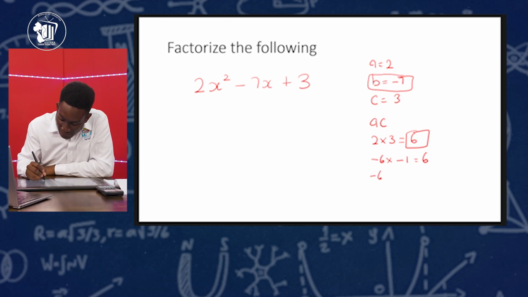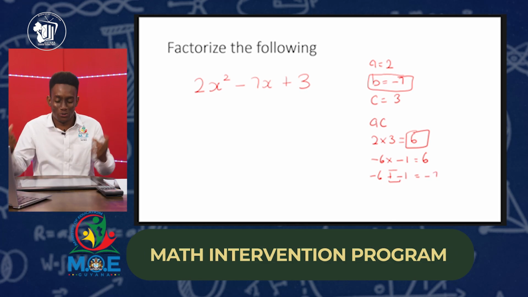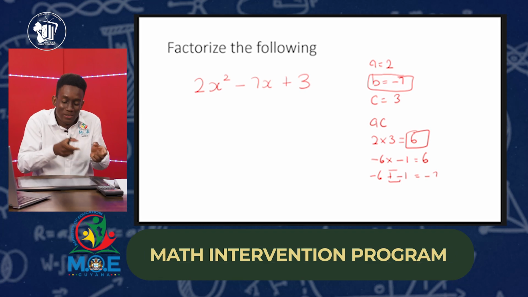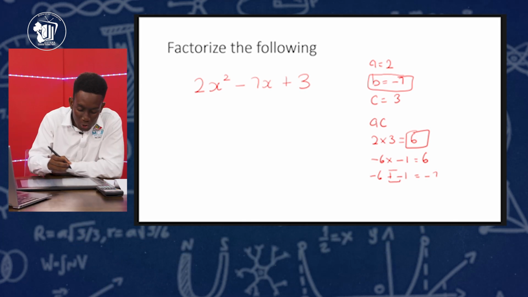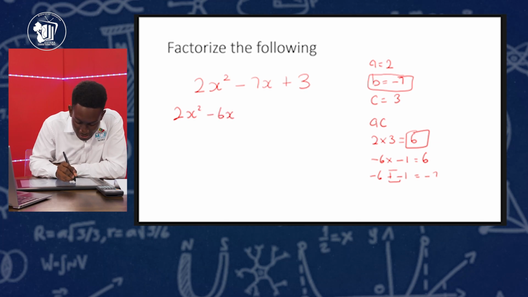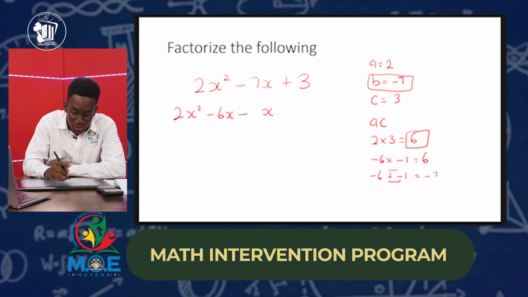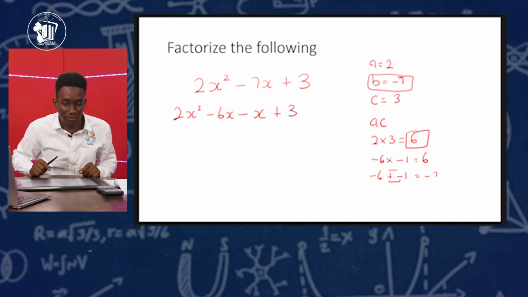So let's see now, negative 6 plus negative 1 would give us, these 2 negatives will combine to give you minus. So it's 6 minus 1, that would give you a negative 7. So ding, ding, ding, we have our 2 numbers. So it's negative 6 and negative 1. So we'll have now 2x squared minus 6x minus 1x. But of course, we know we don't really write the 1, so it's minus x plus 3. And then we factor out.